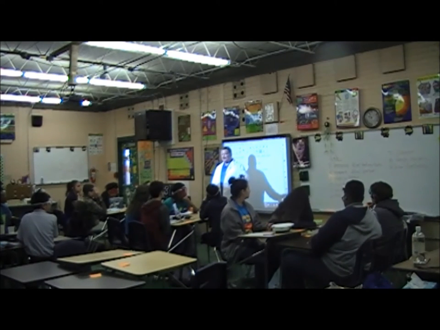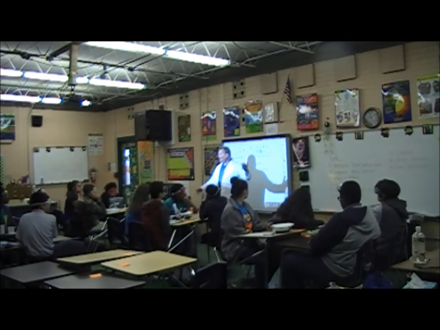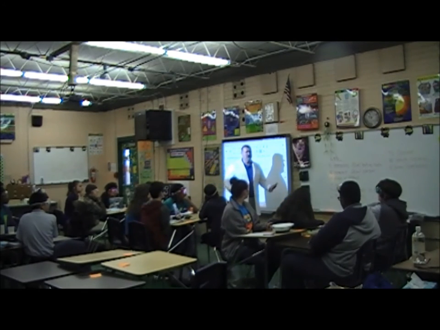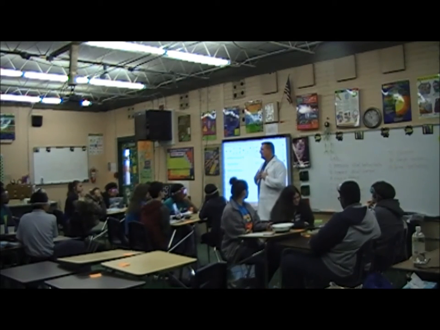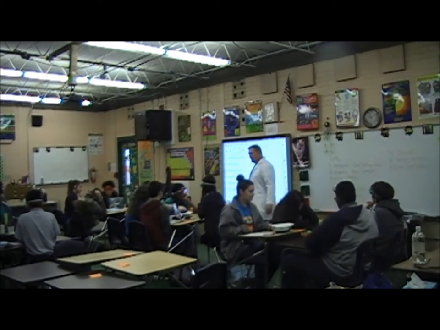Now, what should you do if anything goes wrong in a lab? Alert your teacher. First thing, always let me know if something falls or breaks or spills, make sure I am aware of it. Make sure you follow all safety procedures. Any questions? You may begin. Let's get started.